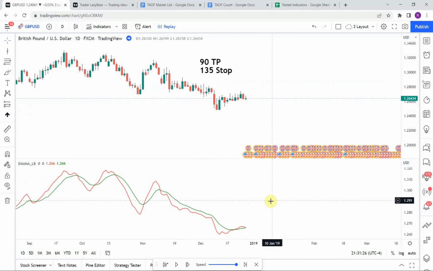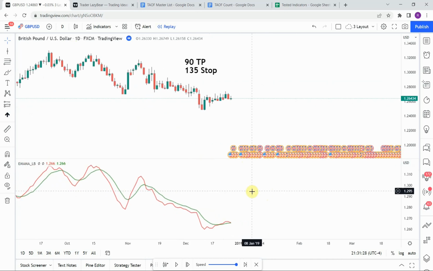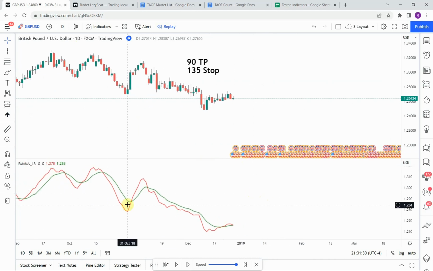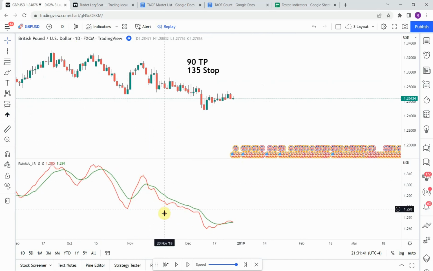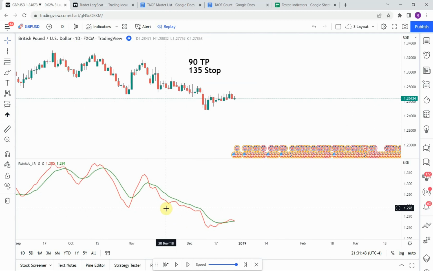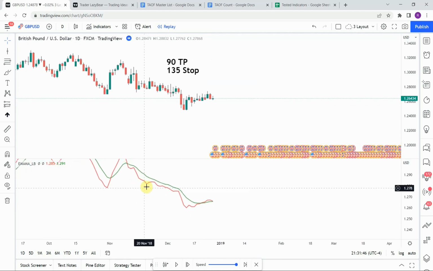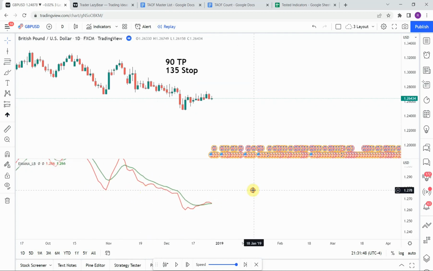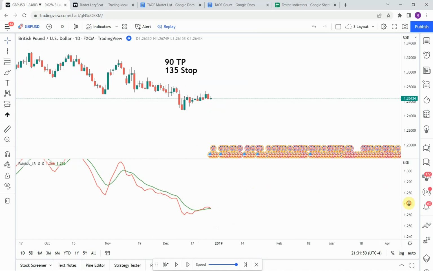And so the setup on this is relatively easy. When the red line crosses up above the green line, that is a signal to go long. When we get a red line that crosses down below the green line, then that is a signal to go short. And so, like I said, pretty simple. Let's go ahead and get on with the testing and see what we can get out of it.